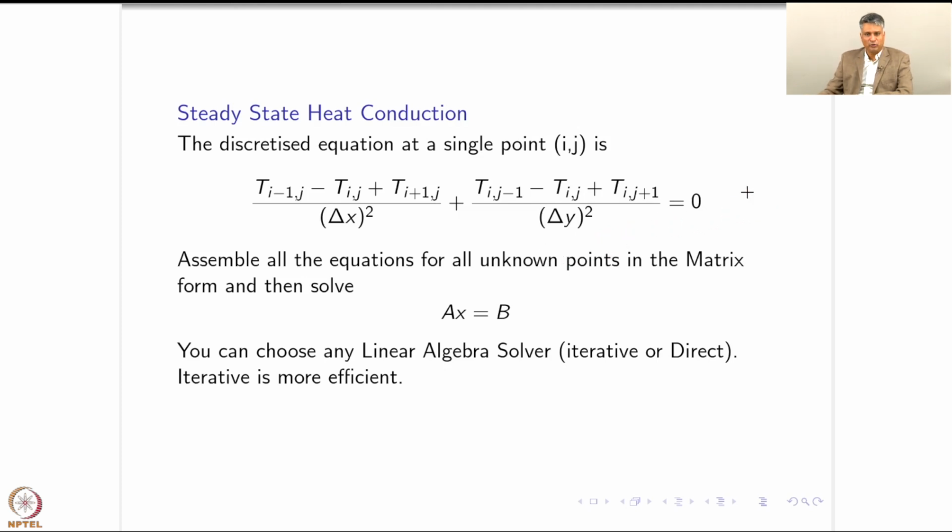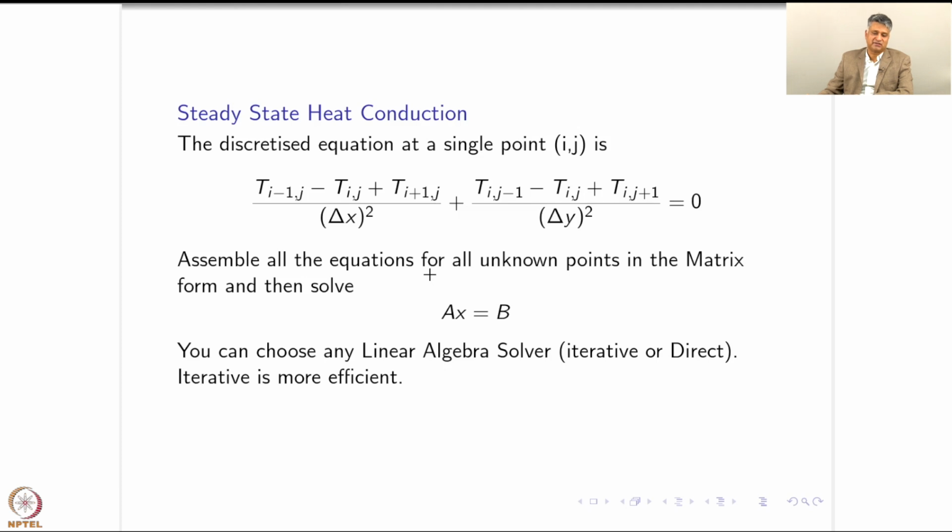Now, this equation is for a single point i, j. As you would realize, there are several points as i spans from 0 to n and j also spans from 0 to n. You will have n cross n number of such points and you will have n square equations. You will have n square unknowns and n square equations. And you will assemble all these equations in the matrix form, which is Ax equals b, and then you can choose any linear algebra solver, iterative or direct, to solve.